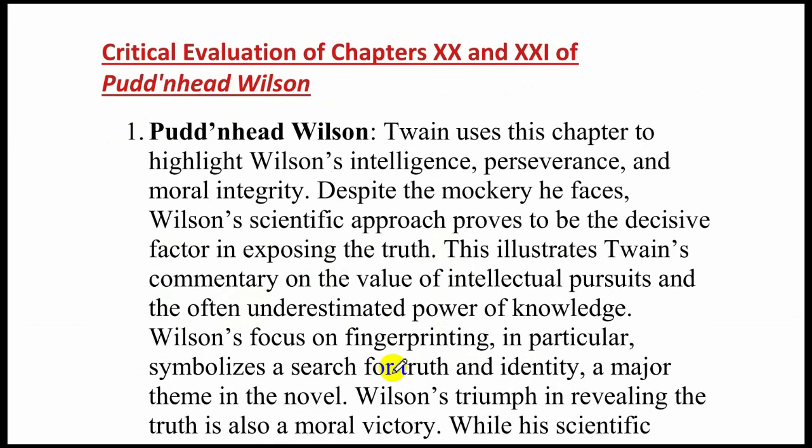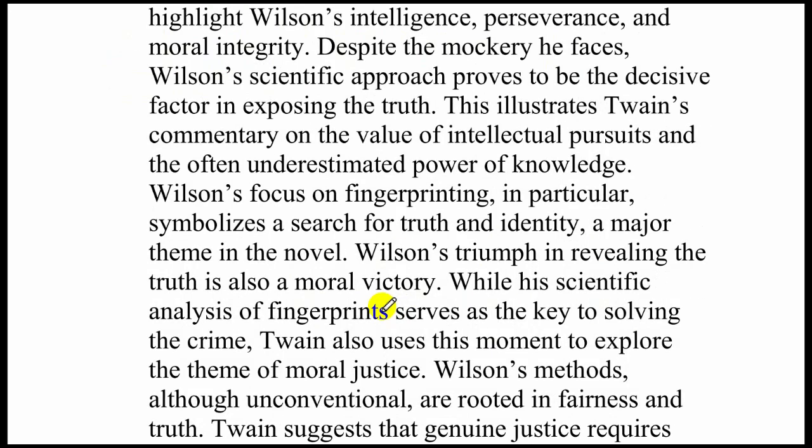Next, let's evaluate the entire novel, specifically chapters 20 and 21. Pudd'nhead Wilson. Twain uses this chapter to highlight Wilson's intelligence, perseverance, and moral integrity. Despite the mockery he faces, Wilson's scientific approach proves to be the decisive factor in exposing the truth. This illustrates Twain's commentary on the value of intellectual pursuits and the often underestimated power of knowledge. Wilson's focus on fingerprinting, in particular, symbolizes a search for truth and identity, a major theme in the novel.